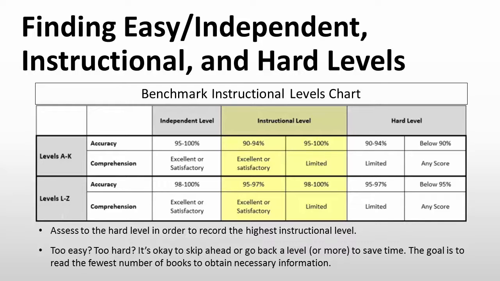When the student achieves a fluency percentage between 98 and 100% but has a limited comprehension score, that will be their instructional level as well. 95 to 97% fluency with a limited comprehension score will put the student into the hard category. Benchmarking can cease at the highest instructional level recorded.